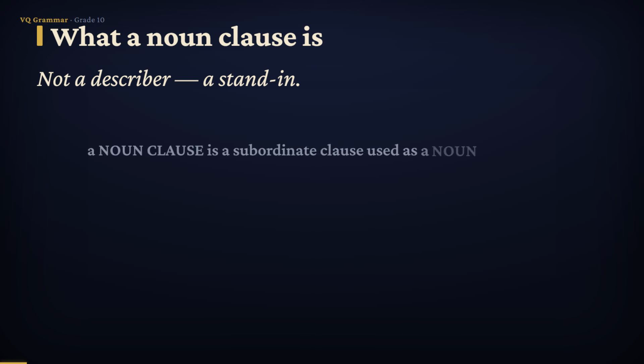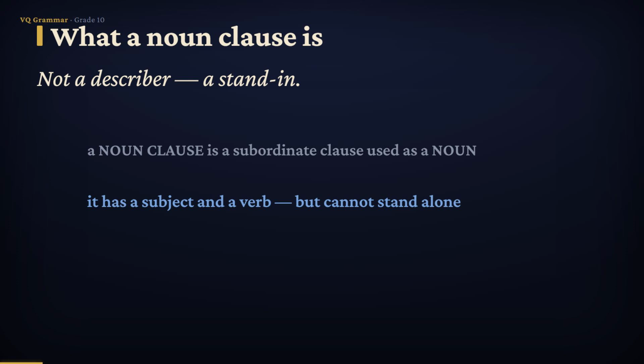A noun clause is a subordinate clause used as a noun. Like every clause, it carries its own subject and its own verb. And like every subordinate clause, it cannot stand alone as a sentence. But here is the difference, and it is a big one.